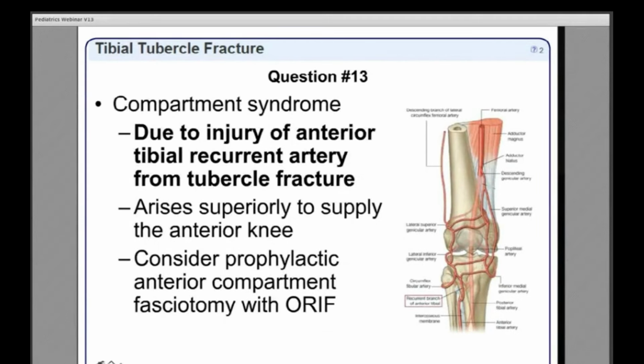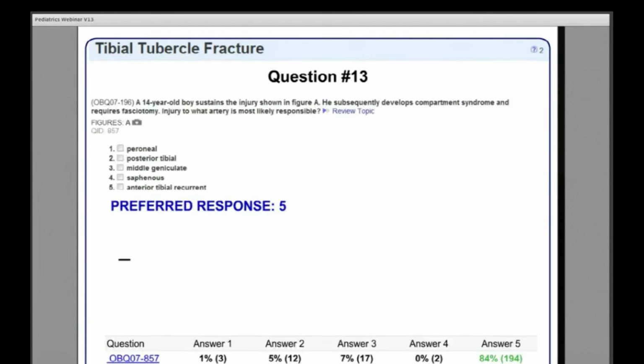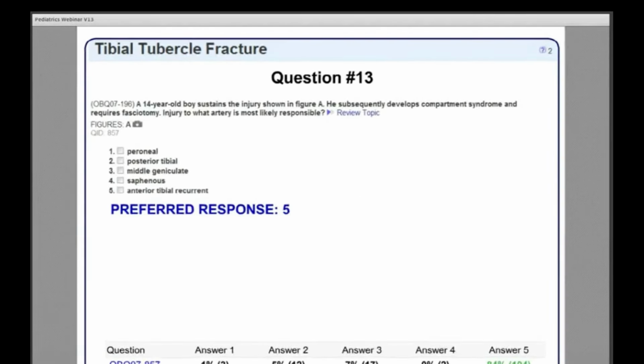Compartment syndrome is due to an injury of the anterior tibial recurrent artery from the tubercle fracture. This artery arises superiorly to supply the anterior knee. Therefore, you should consider a prophylactic anterior compartment fasciotomy when performing open reduction internal fixation of these fractures. Knowing this information, you are able to select choice 5, anterior tibial recurrent artery, and the majority of the respondents had the answer.